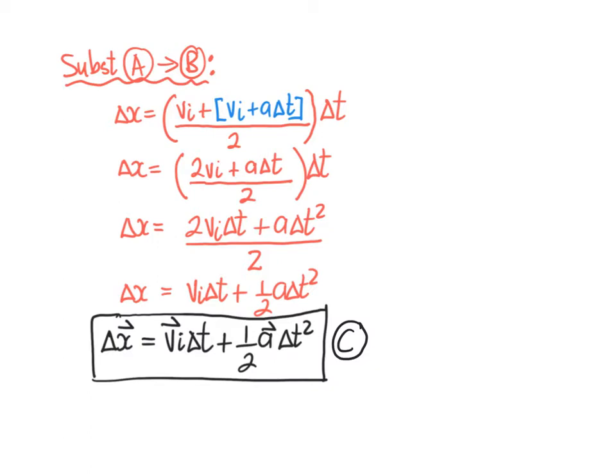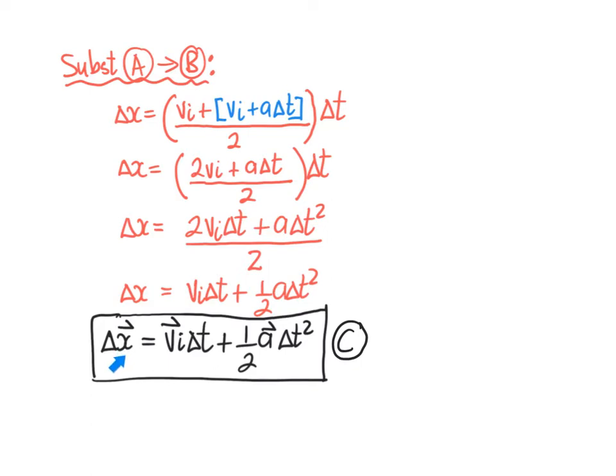We now divide 2 into each of these terms in the numerator, and we get that delta x equals v initial delta t plus a half a delta t squared, and this we're going to call equation C. Once again, I want to draw your attention to the fact that this is not a normal equation. This is a vector equation. Certain of the quantities in this equation are vectors and hence are dependent on the direction.